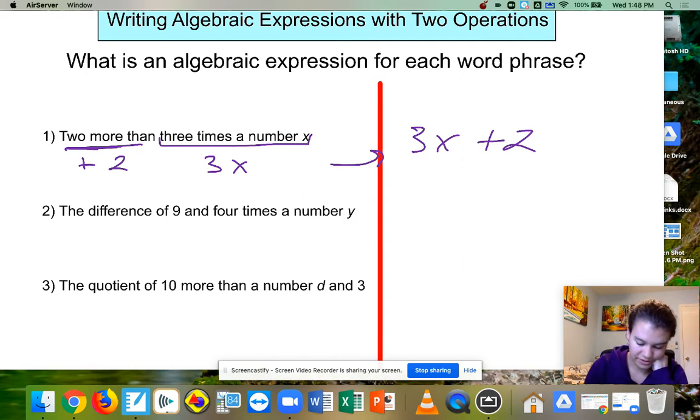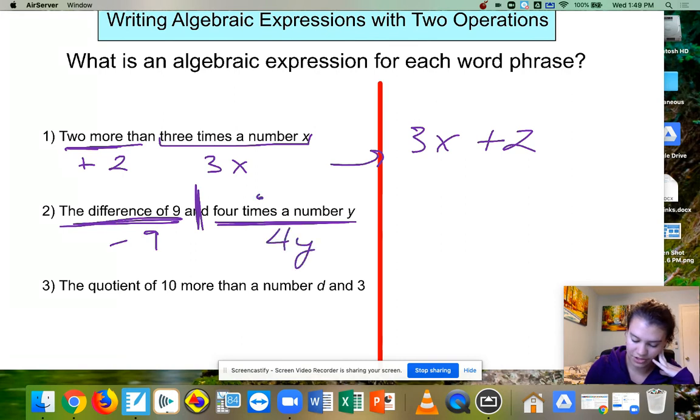The next one says the difference of, and then there's an and, so there's the second chunk. So the difference of 9, so we're subtracting 9, of 4 times a number y. So multiplication there, and y. So the difference of 9 and a number means you're going to start with 9 and then subtract the 4y.